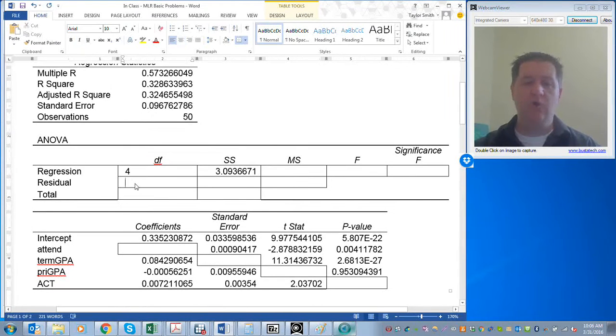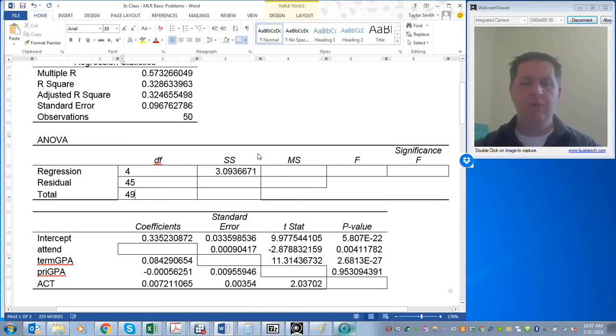Now, our residual degrees of freedom is N minus K minus 1. So N minus K minus 1, N is 50, K is 4. So 50 minus 4 minus 1, that's 50 minus 5. So our residual degrees of freedom is 45, right? And finally, 2 ways to get the total degrees of freedom. One, it's just N minus 1. So N minus 1, 50 minus 1 is 49. The other way is you can add up the 2 above it, and both of those answers will give you 49. So we get 49 total degrees of freedom.